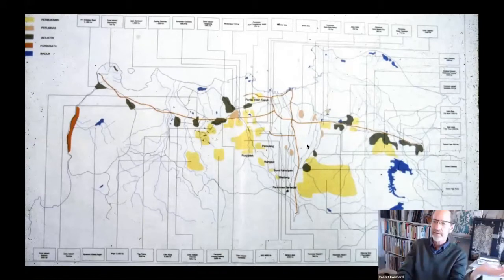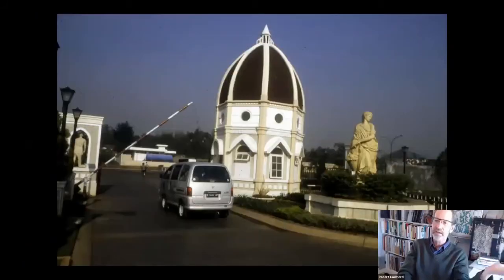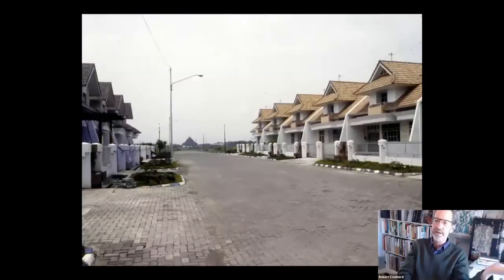And so if we look back at these maps, this is a vast area surrounding the city of Jakarta. And these yellow and green areas are the new towns, the suburban subdivisions that are filled with these investment properties. They aren't filled with people, except to the extent that there needs to be someone there to occupy the houses.